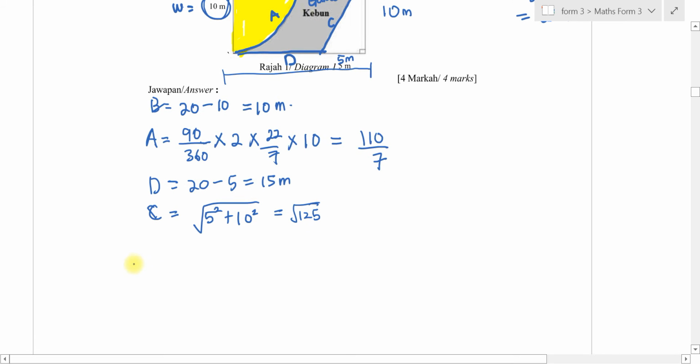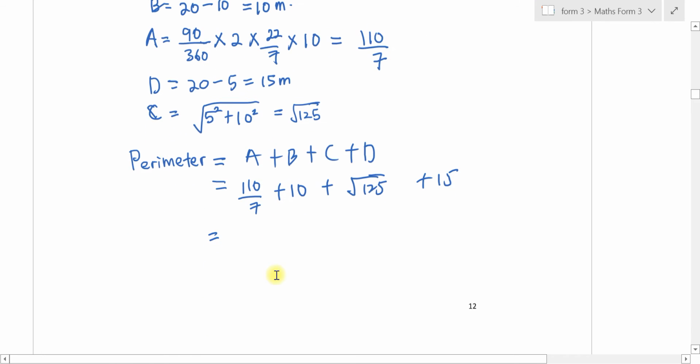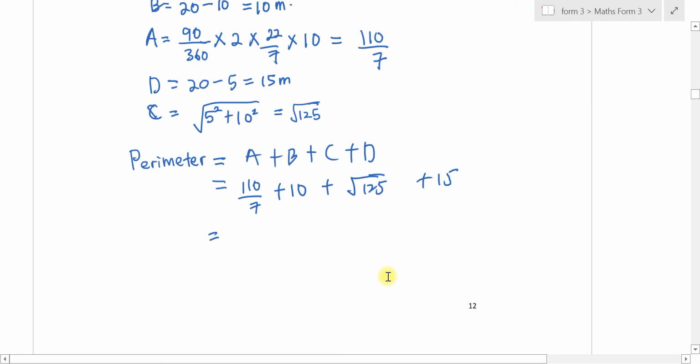Now, how to write the proper working? From here you will know how to write a proper working. Perimeter is equal to A plus B plus C plus D. So A is 110 over 7, B is 10, C is square root of 125, D is 15 meter. Try to sum this up. Only then do you simplify to 2 decimal places. We see the suitability here.